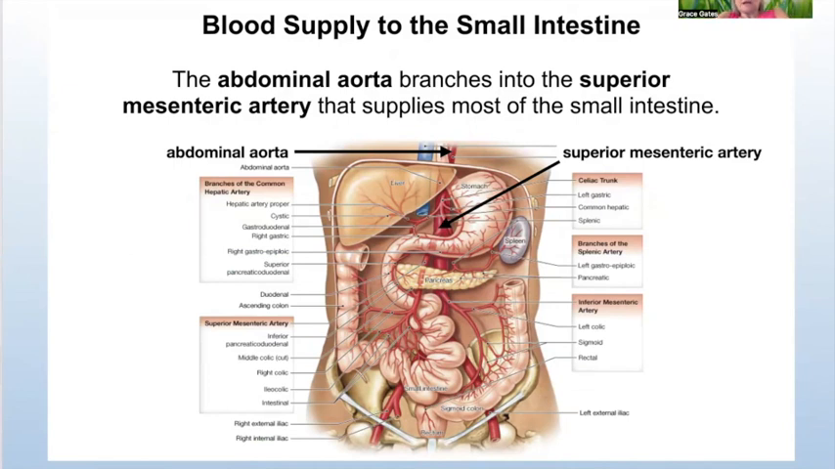So there's the abdominal aorta, and the aorta is the major vessel that runs from the heart through the thoracic cavity and the abdominal cavity. So there's the abdominal aorta, and then it has many small branches in the peritoneal cavity, and the superior mesenteric artery is found right in the midline, and it supplies most of the small intestine. You'll see on models.